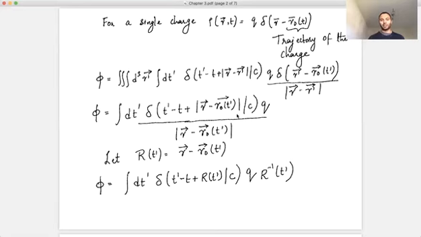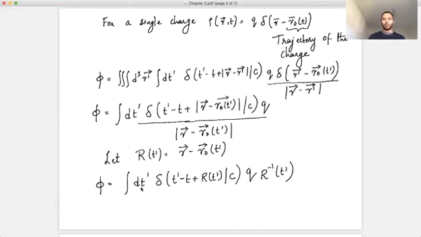Okay, so t prime is the variable of integration here. So when you finally do the integral, the t primes will disappear and you'll only be left with t, which is the time at which you actually want to calculate the potential. Okay, so with that notational simplification, you get a fairly simple equation.